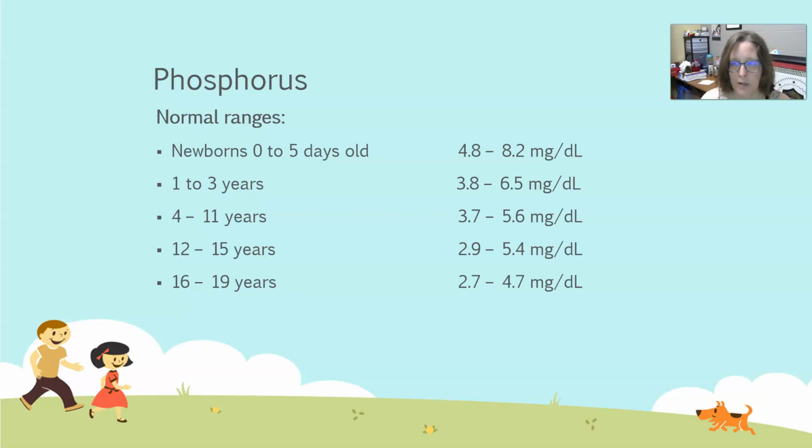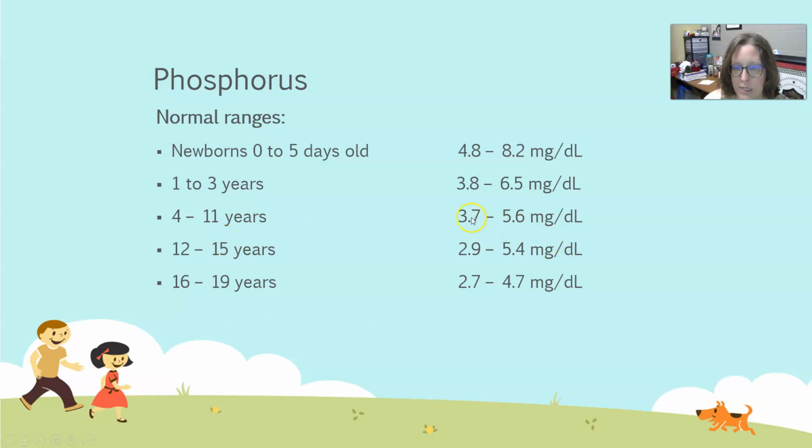Phosphorus. So now as a reminder, phosphorus is needed with calcium to grow bones. So normal ranges of phosphorus from newborns 0 to 5 days old is going to be 4.8 to 8.2, so much higher levels than adults. And this is in milligrams per deciliter. From 1 to 3 years is 3.8 to 6.5 milligrams per deciliter. Again, still higher than in adults.